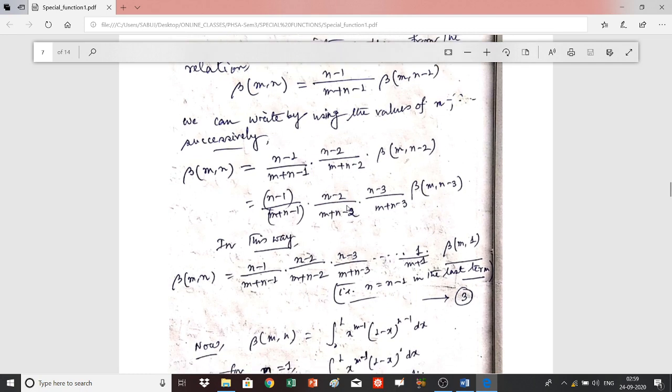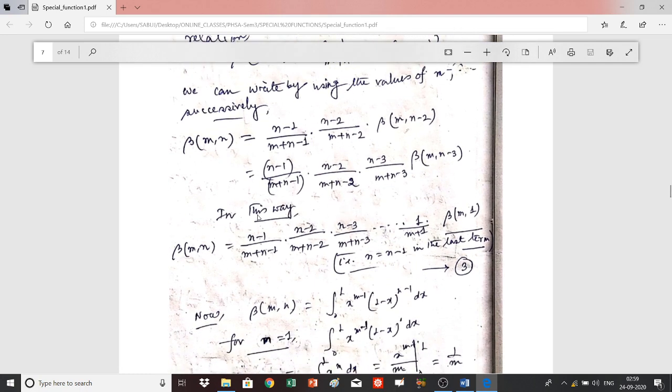Just go in this way, and if you proceed in this way, then beta(m,n) will give you (n minus 1) by (m plus n minus 1), then (n minus 2) by (m plus n minus 2), then (n minus 3) by (m plus n minus 3). In this way, see here, the last term is 1 because at the very beginning you considered that n and m should be greater than 0. So the last term in this series will be 1.